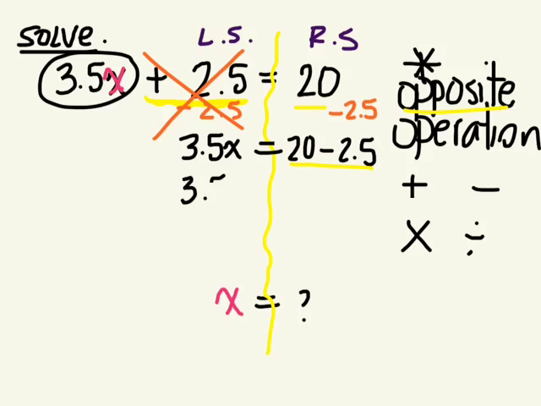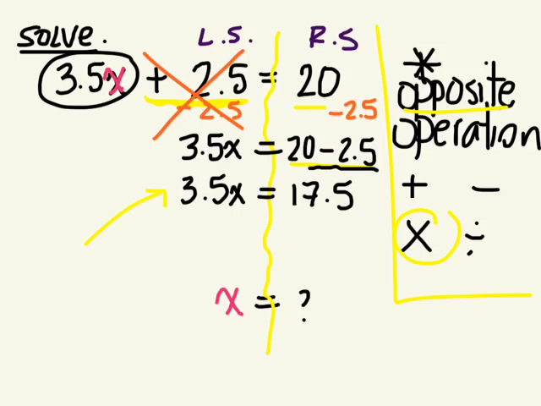Good. So on the left side, I still have my 3.5x, and on the right I simplify to 17.5. Well, what operation is on the left side? What is 3.5x? What does that mean? What operation is that? Multiplication, right? 3.5 times something. What's the opposite of multiplication? Division. If I divide by 3.5, that cancels out. You're always doing the opposite to undo it, to get rid of it.